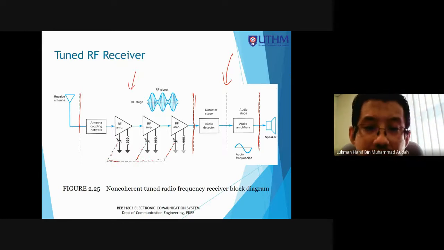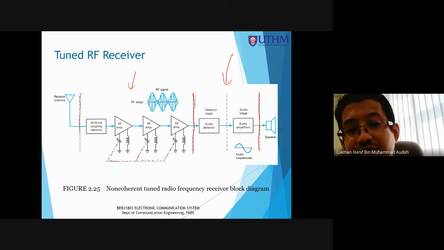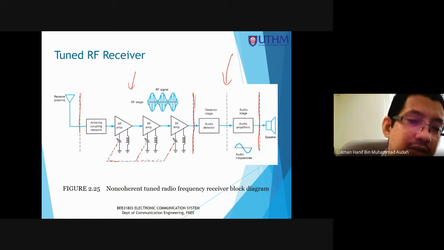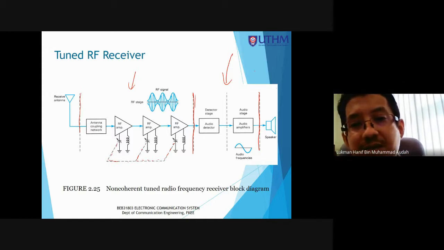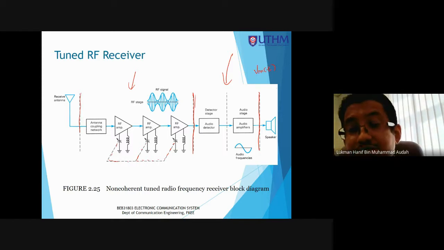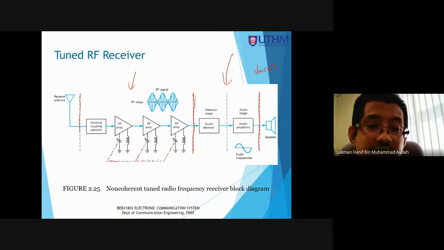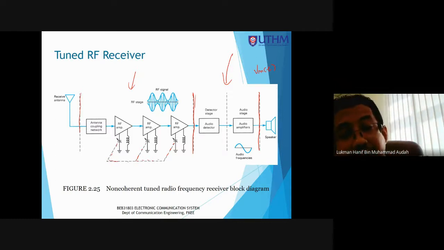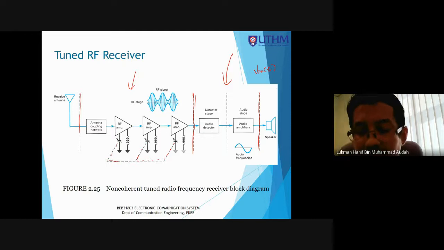As I say, our detector and audio stage is where we do the demodulation process, and then we amplify the signal, and then we produce the output towards the speaker. Demodulation is the process to retrieve the original signal. Remember kita punya information signal adalah VMT. So actually we want to retrieve VMT because at the beginning we have VMT, and then we do the modulation. We transmit the signal as an AM double sideband full carrier sampai kepada receiver. Receiver will do the process to retrieve the original information. Itu tugas receiver. So this is the tune RF, and you see that here is a non-coherent.